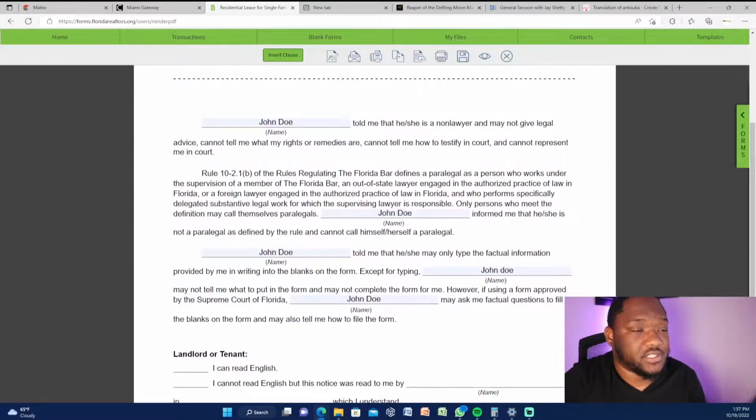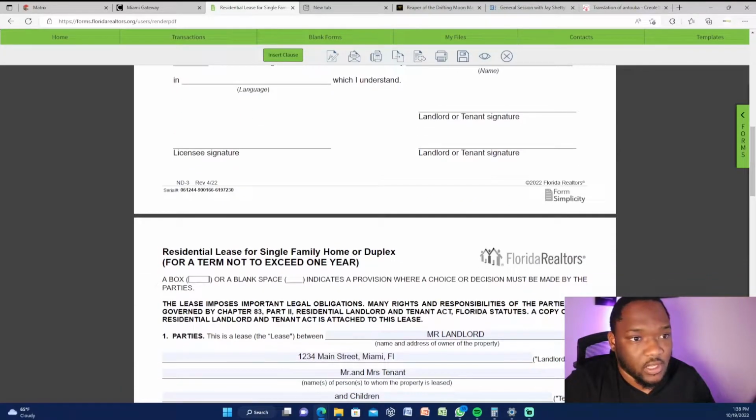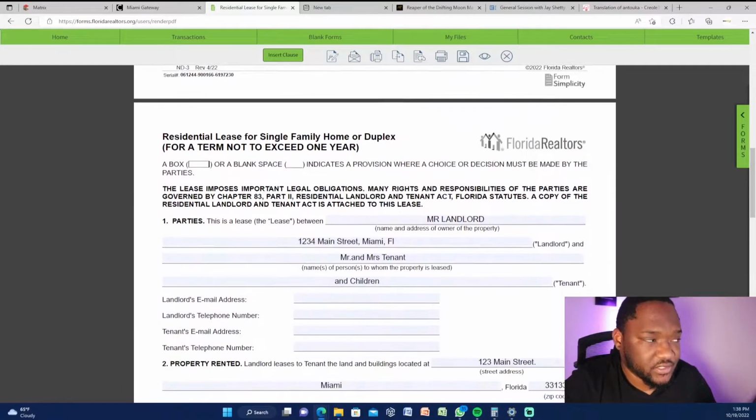This is very much self-explanatory. It's just telling your client that you are not a lawyer, that you're just filling out the contents of the contract so that it can be signed. Again, you're not a lawyer, you're just facilitating a service.